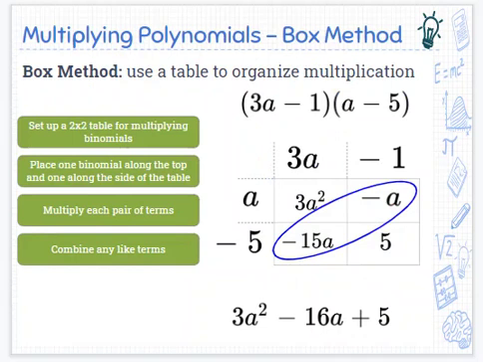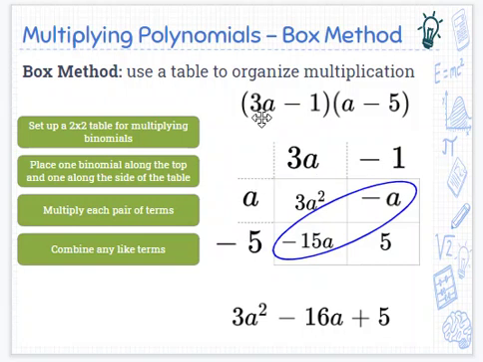Multiplying polynomials by way of the box method. So you take your first polynomial, or binomial in this case, 3a minus 1, write it across, so the 3a goes in the first column, negative 1, second column. Then for your rows, a is in the first, negative 5 for the second row. Now, you could have this as positive 3a, negative 1, a minus 5.